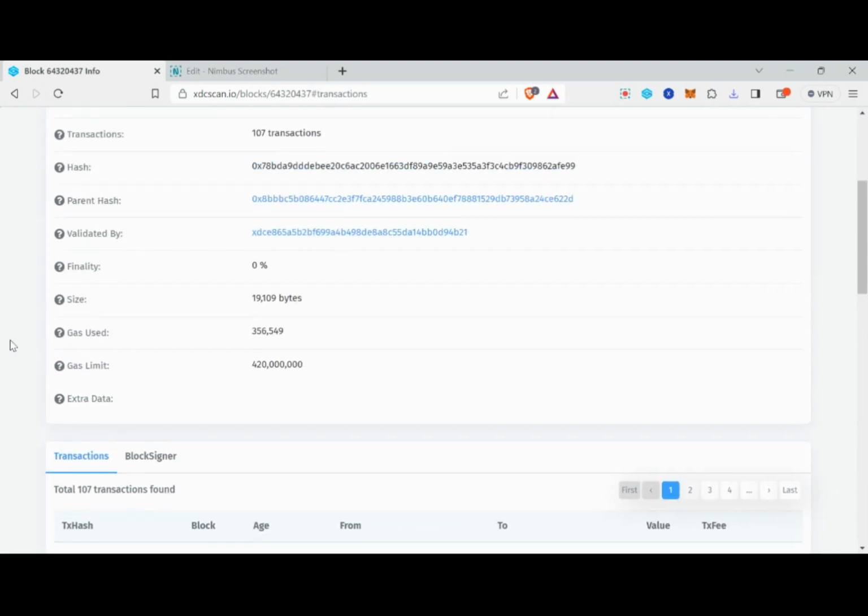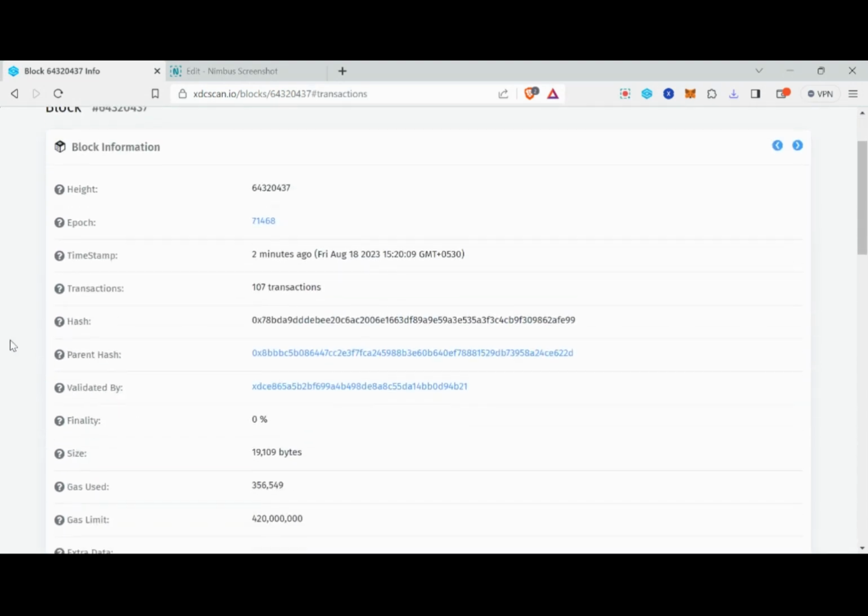These are the details of this particular block. Height, it refers to the block height or block number in the blockchain. It represents the sequential position of a particular block within the blockchain. Epoch, in the XDC network, an epoch is a specific time period during which a set of blocks is created. Timestamp, it indicates the exact time at which a transaction or block was created or added to the XDC network.